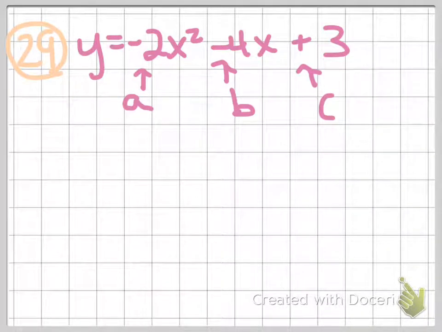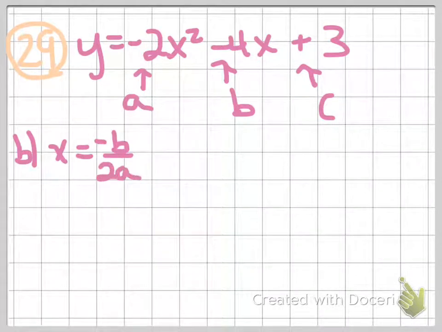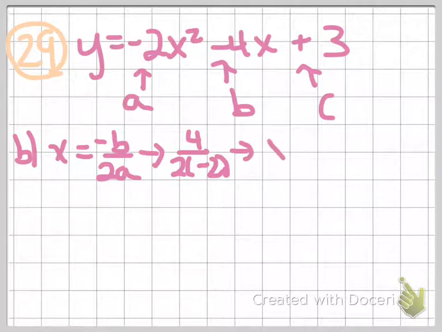Part B says the equation for the axis, that's the axis of symmetry. X equals the opposite of B over 2A. That's going to give me 4 over 2 times negative 2. That's going to give me x is equal to 4 divided by negative 4, which is negative 1.